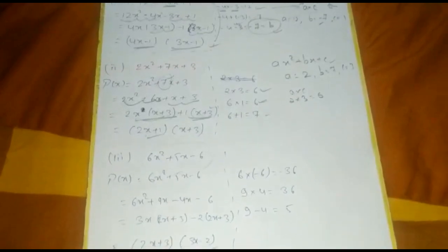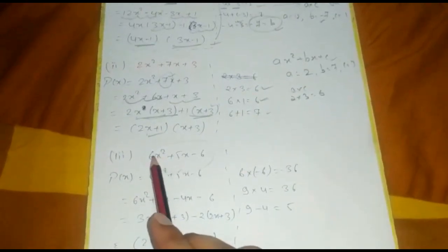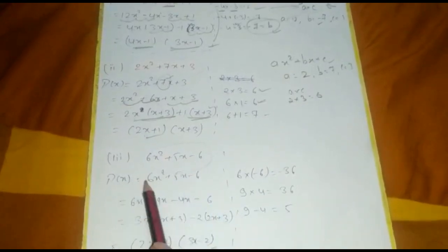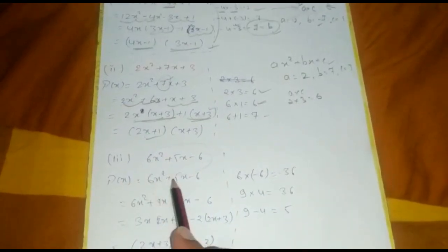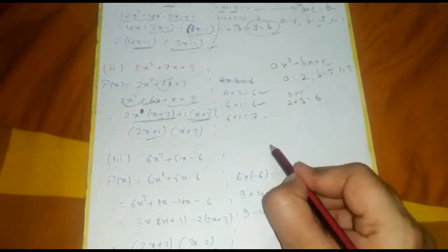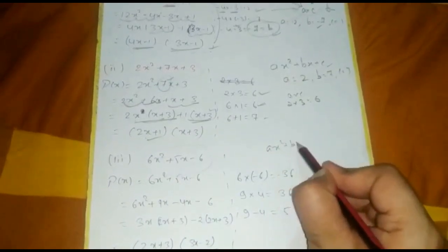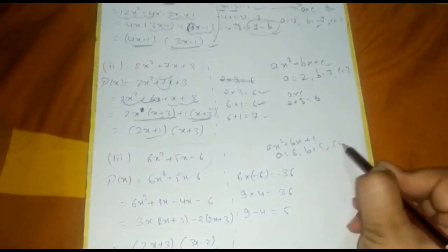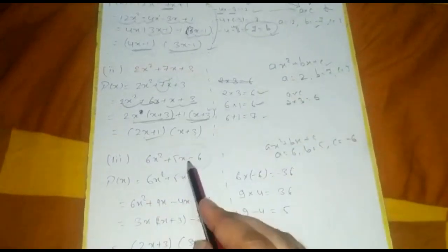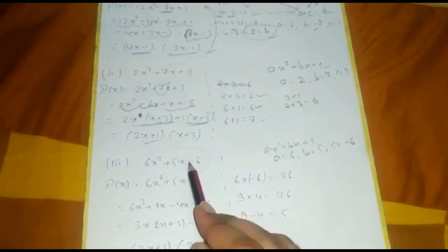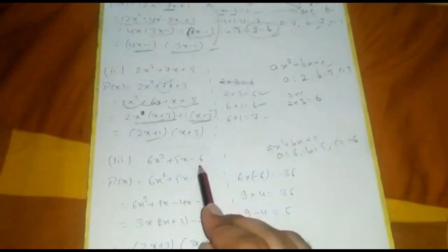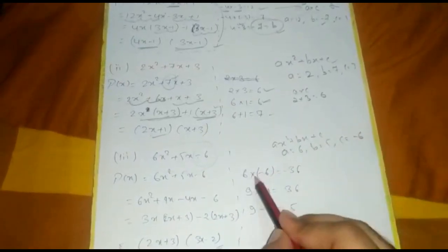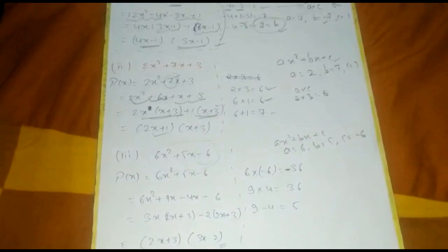Now let us discuss one more question related to the same concept. 6x square plus 5x minus 6. Again comparing with ax square plus bx plus c. a will be equal to 6, b will be equal to 5, and c will be equal to what? Minus 6. We have to take this sign also. If it is negative, we take negative. If it is positive, we take positive. So a into c will be equal to 6 into minus 6, and that will be equal to minus 36.